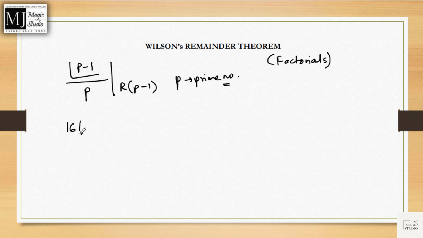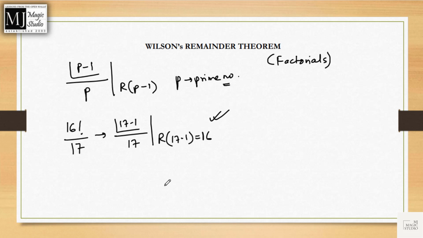So factorial 16 when divided by 17, we can see this is of the format 17 minus 1. Factorial 17 minus 1 when divided by 17 will leave remainder p minus 1. 17 minus 1, that would be 16. Straight away we can use WRT, that is Wilson's remainder theorem. Factorial 18 when divided by 19, straight away will leave remainder 18. 18 is 19 minus 1, so remainder would be 18.